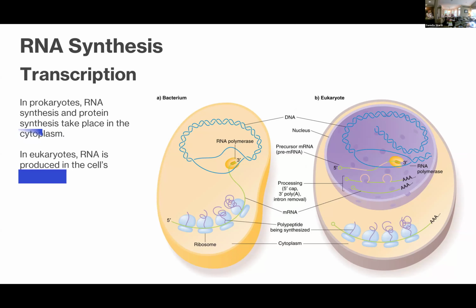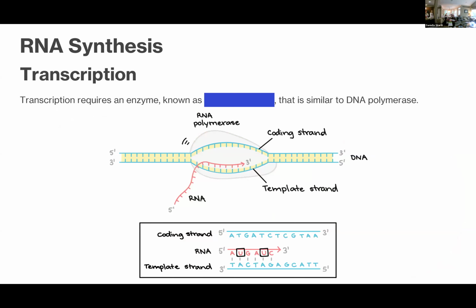Because it's a prokaryote, there's no nucleus. So it has to be in the cytoplasm. Exactly. In eukaryotes, RNA is going to be produced where? Xander? Yeah, why in the nucleus? That's where the DNA is. It has to be made from the DNA, and the DNA is in the nucleus.